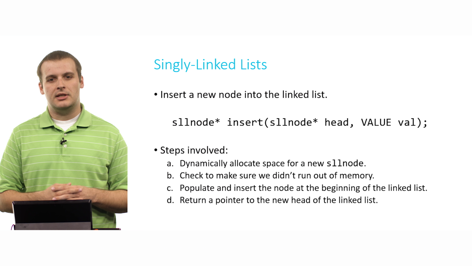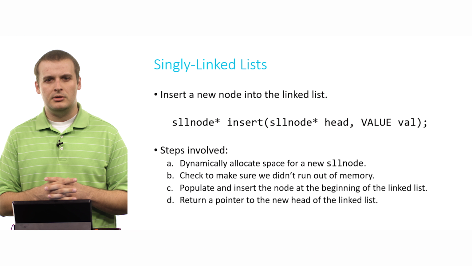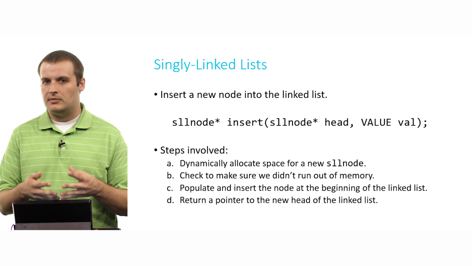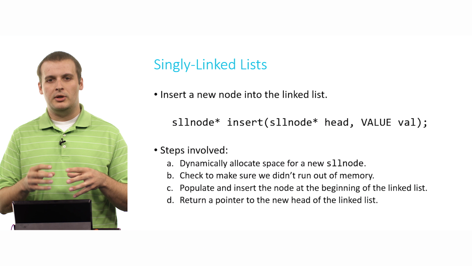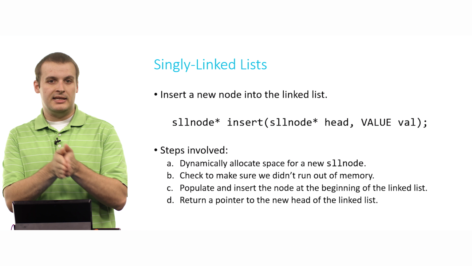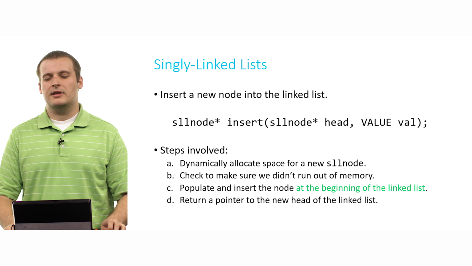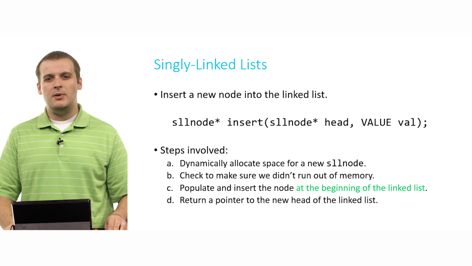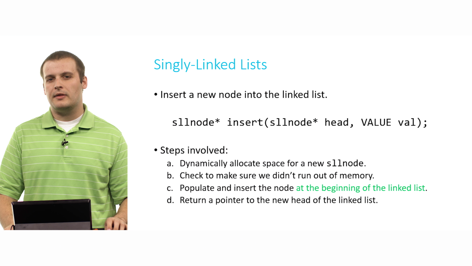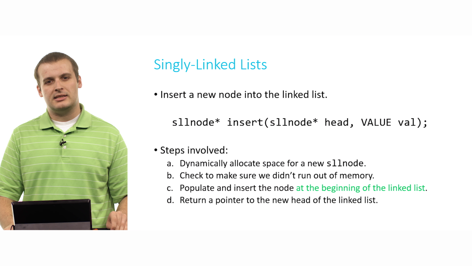What are the steps involved here? Well, just like with create, we need to dynamically allocate space for a new node and check to make sure we don't run out of memory, again, because we're using malloc. Then we want to populate and insert the node, so put the number or whatever val is into the node. And we want to insert the node at the beginning of the linked list. There's a reason that I want to do this, and it might be worth taking a second to pause the video here and think about why I would want to insert at the beginning of the linked list.